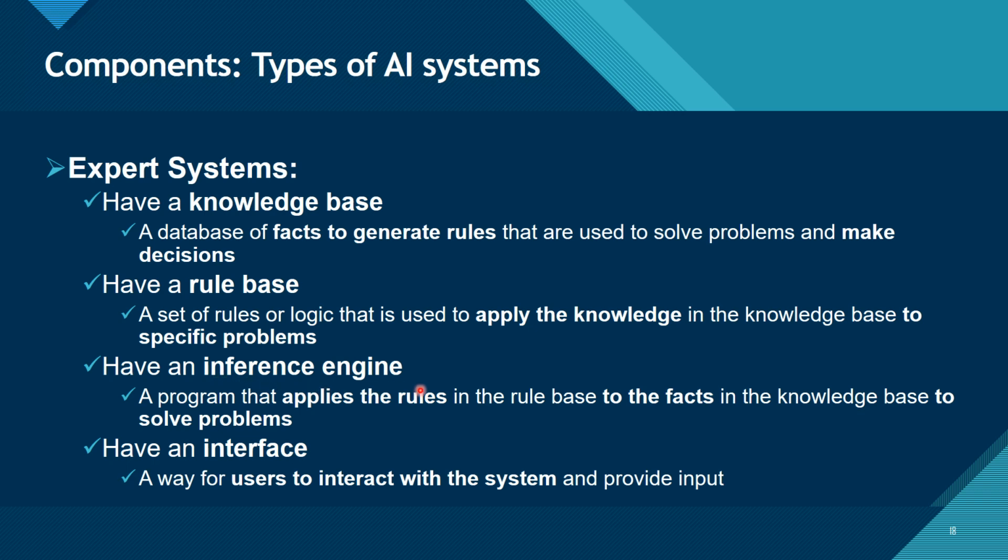And in the inference engine, we have a program that applies the rules in the rule base to the facts in the knowledge base to solve a problem. Right? So basically the most important thing is the inference engine, which uses the rule base and the knowledge base to solve problems. And then the interface. The interface is where the user interacts with the system and provides information. So the knowledge base, rule base, inference engine, and interface work together to make this expert system.